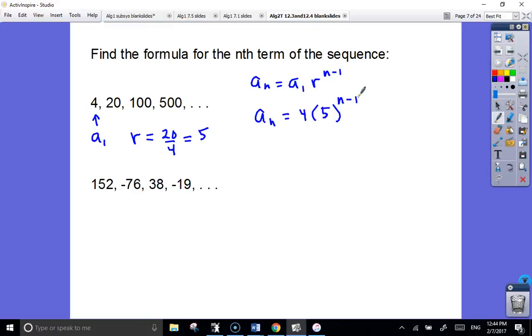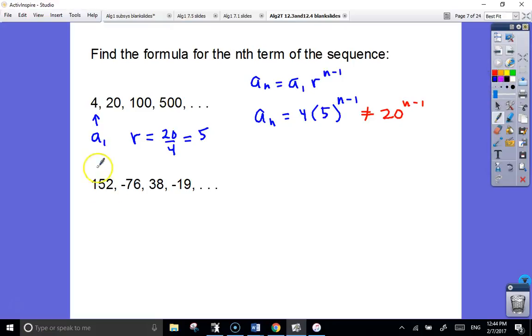Just to be clear, this does not equal 20 to the n minus 1. Okay, so don't do that. That is a fairly common mistake. You can't multiply the 4 times 5 because the 4 is not being raised to the same power. So don't try to simplify it.